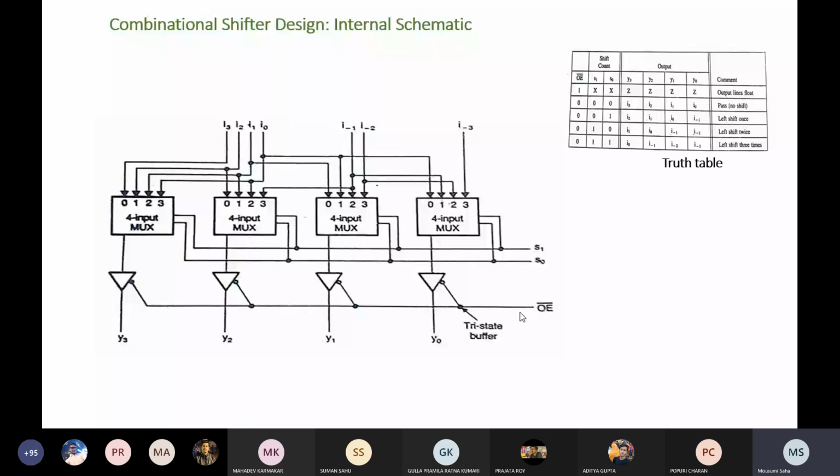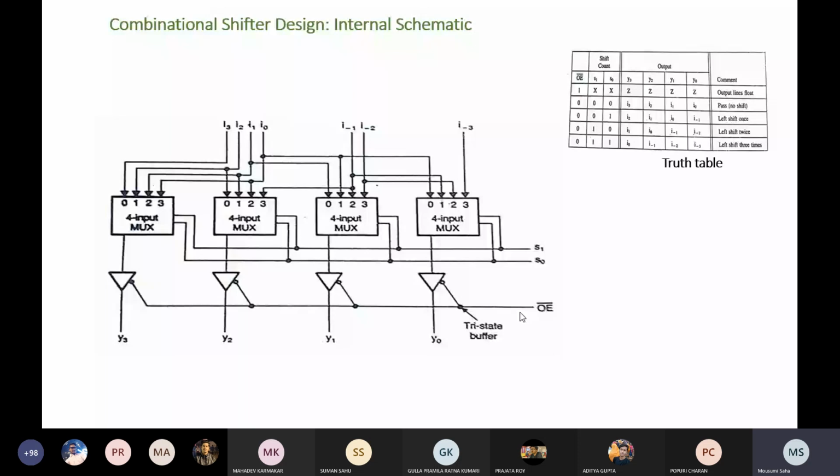Same as for 1, 1, what are the outputs? I0, I minus 1, I minus 2, I minus 3. So line 3 will be connected according to your inputs. For line 3, you should connect for the first marks I0, second marks you connect the I minus 1, third marks you connect the I minus 2, fourth marks you connect to the I minus 3. So in this fashion you can connect and you can have the 3 times shifting operation.